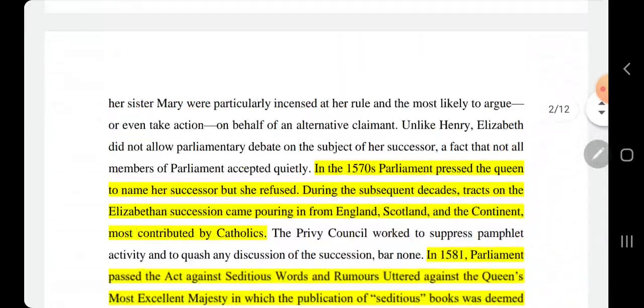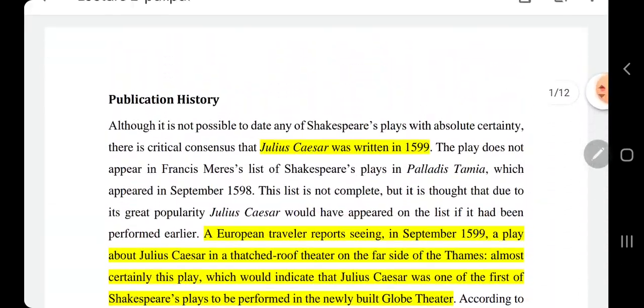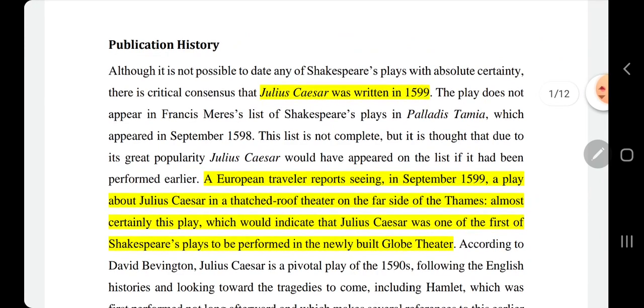So let's start with the publication history of our play Julius Caesar. Students, you have to keep this in mind. It was very hard, and it was not possible, to date any of Shakespeare's plays with absolute certainty. So it was very hard to get the exact date of the written plays being performed at that time.